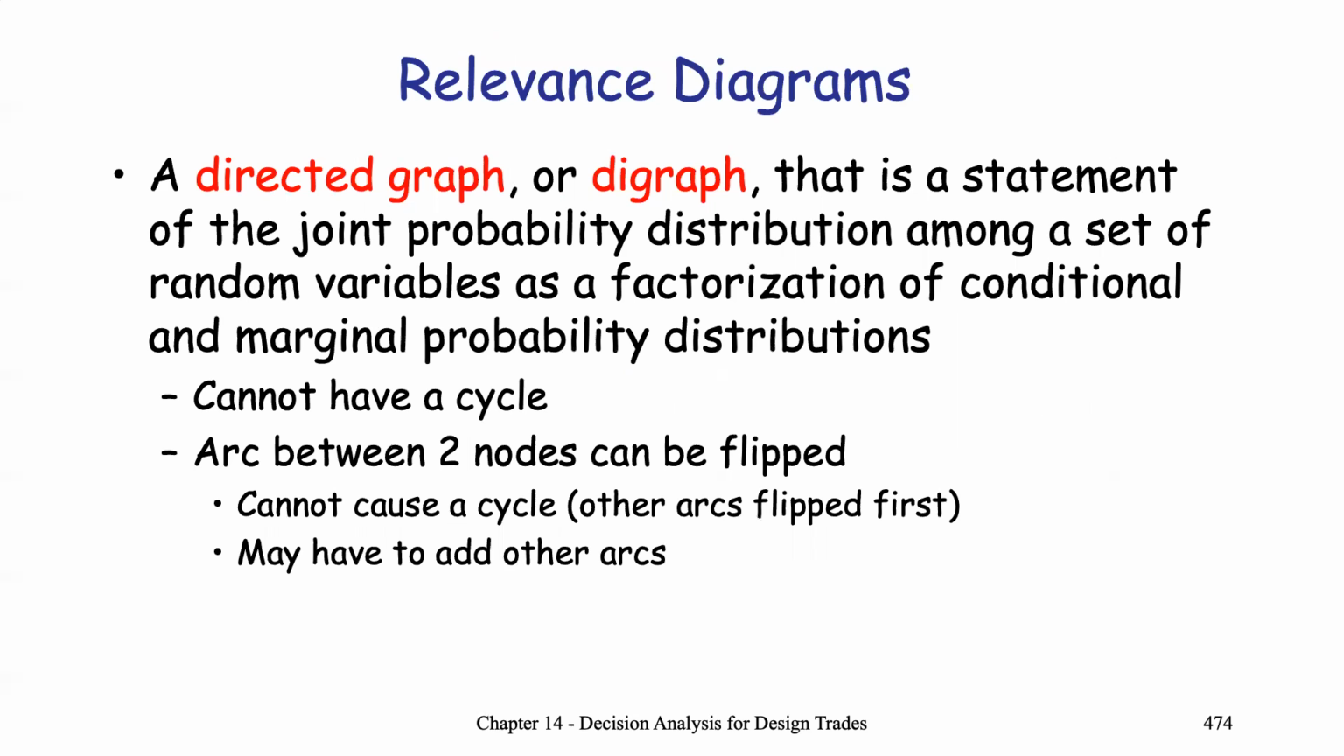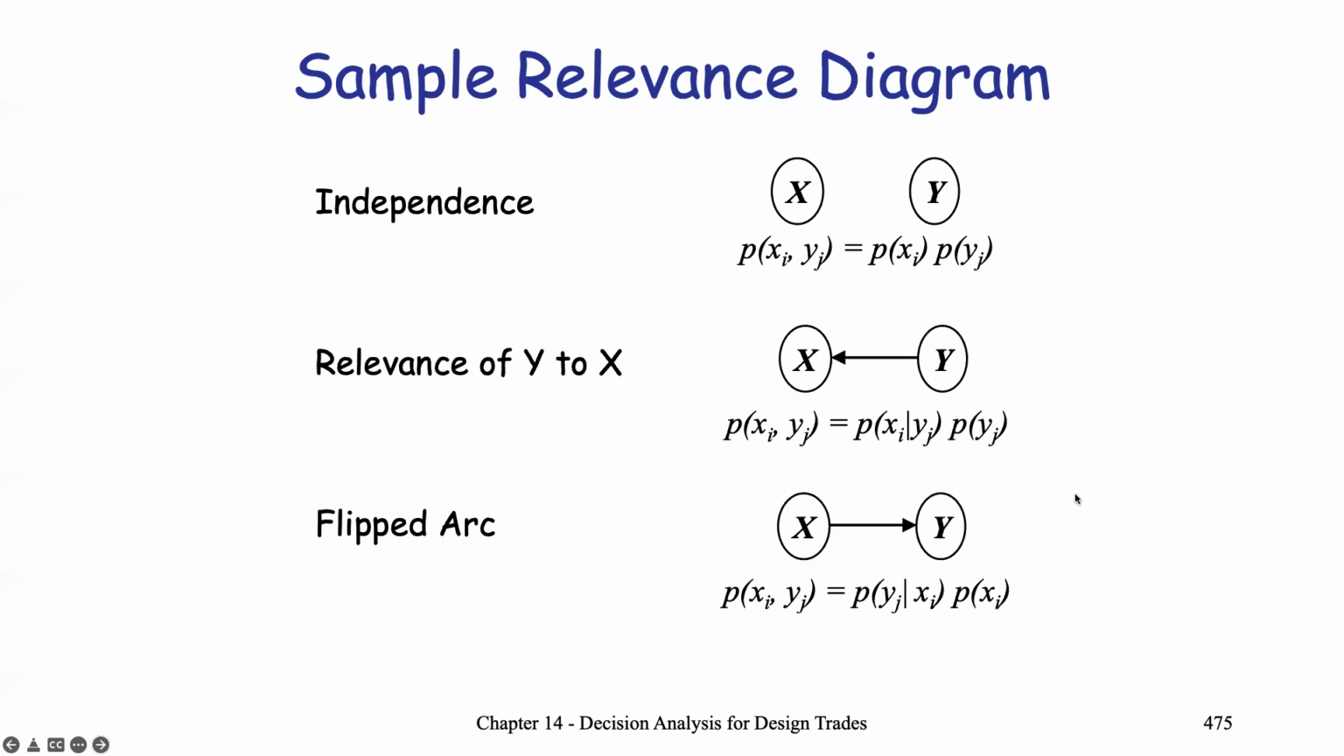Relevance diagrams are a directed graph, or digraph, that is a statement of the joint probability distributions among the set of random variables as a factorization of conditional and marginal probability distributions. It cannot have a cycle, and the arc between two nodes cannot be flipped. You might remember a cycle from when we were talking about graph theory. A cycle is a closed loop. Here are some sample relevance diagrams. For independence, there is no connection. If there's a relevance, you draw an arrow to that. And a flipped arc means that you would be going in the opposite direction.